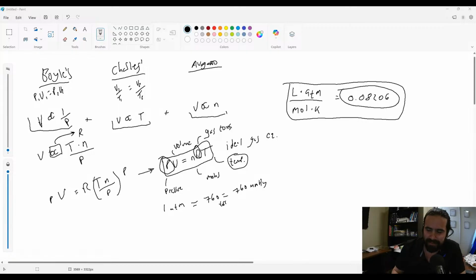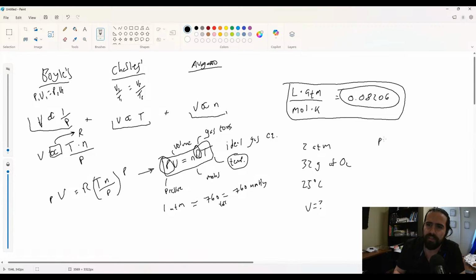Let's say I was curious about the volume of a given gas, and you had 2 atmospheres of pressure, and then you had 32 grams of O2 gas, and then you had 25 degrees Celsius, and I was asking you to find the volume. Well, then I would simply rearrange this equation to solve for volume.